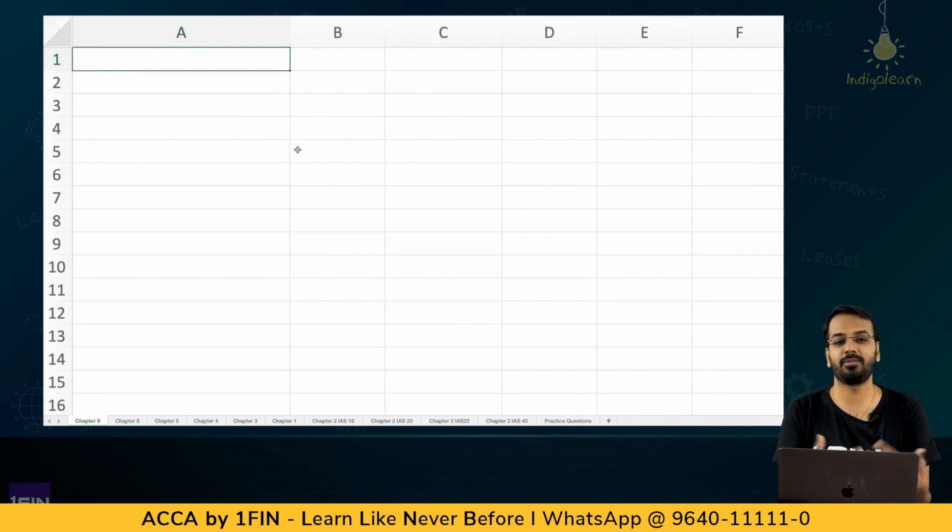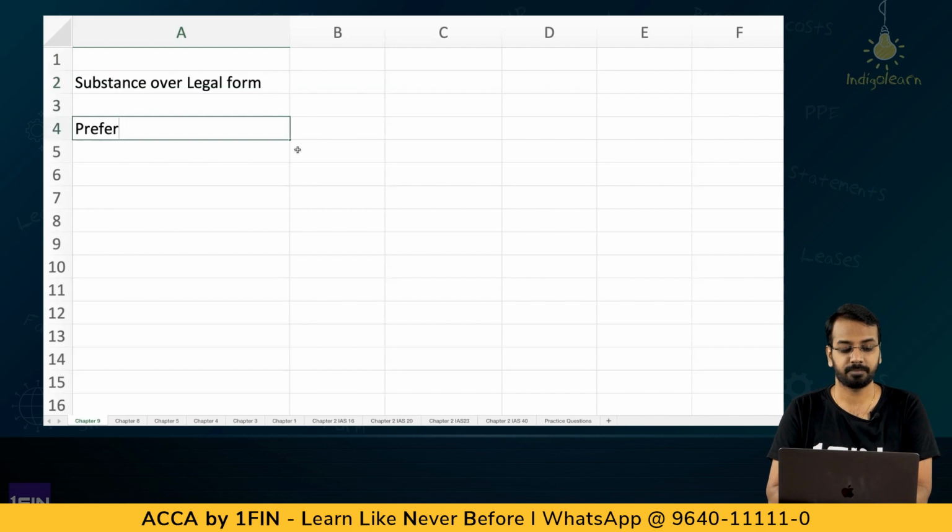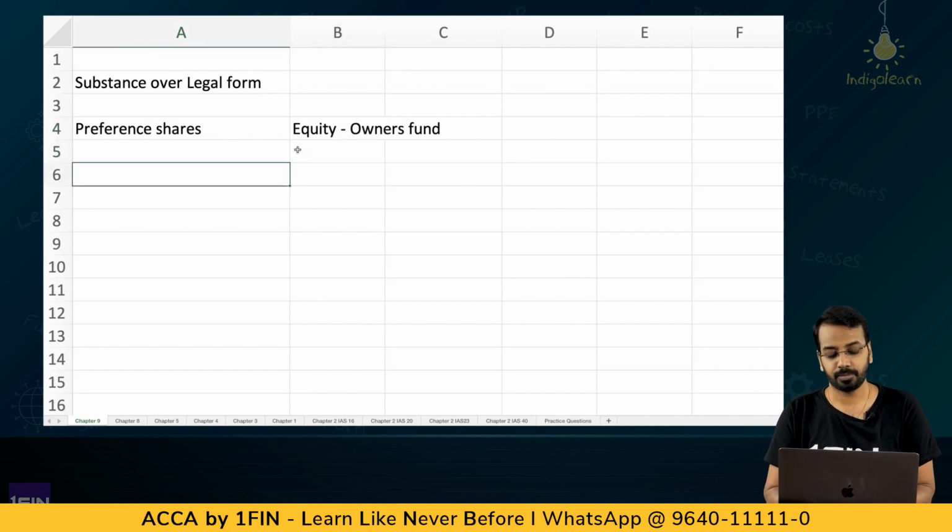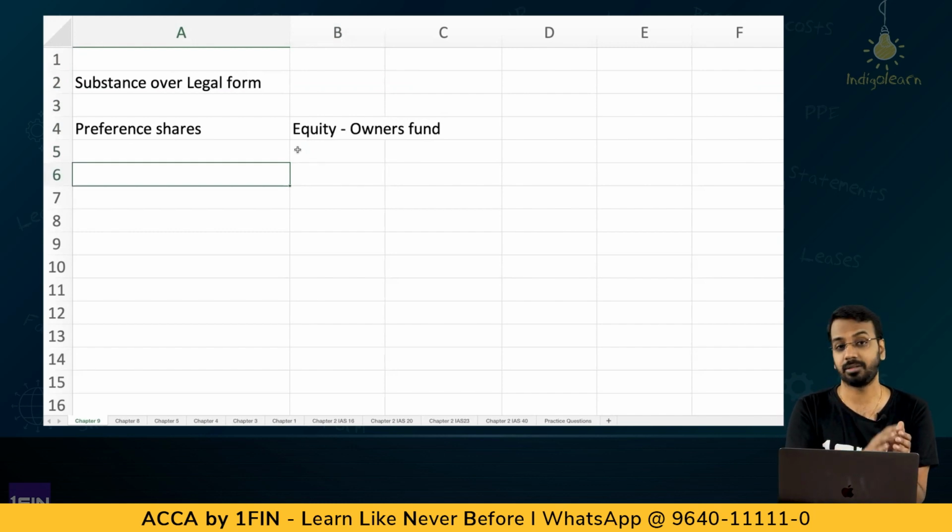So these are things we have learned in our earlier accounting standards, but then there is one important concept that is called substance over legal form. Preference shares, these are equity or owner's money, correct? But now if you look at the Indian context, for example, preference shares have to be mandatorily redeemed, correct or not? Yes.